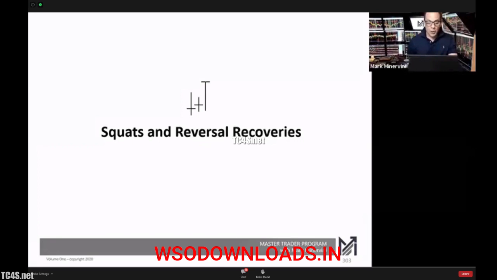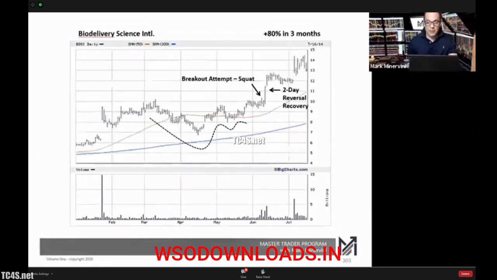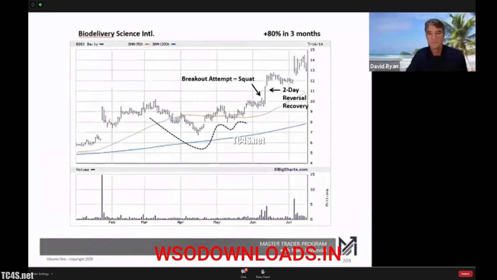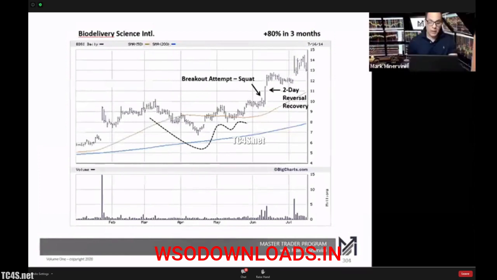So again, I want to show you some examples of stocks that attempt breakouts. Sometimes they don't come out clean on that first day. Just the opposite, they pull back and they reverse. A lot of people will sell on that reversal, thinking the trade's not working, or maybe over the next few days it comes in a little bit more after it reverses.